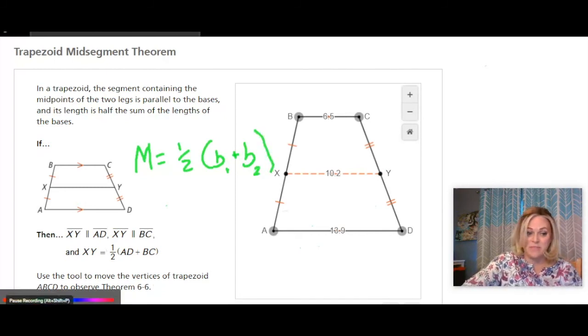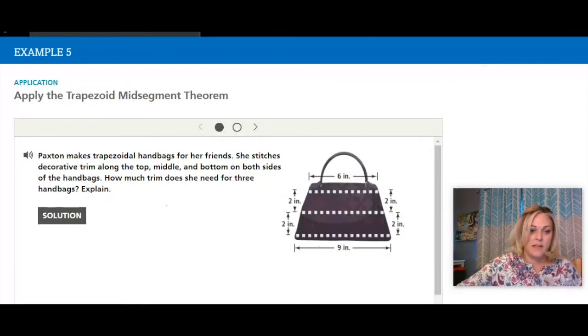Let's try some problems. This is the application example 5. Paxton makes trapezoidal handbags for her friends. She stitches decorative trim along the top, the middle, and the bottom. So these dashed lines are what we're talking about. How much trim does she need for 3 handbags? Well, first of all, you have 3 different lines. You would have the front and the back, and you would have this times 3 because we need 3 handbags.